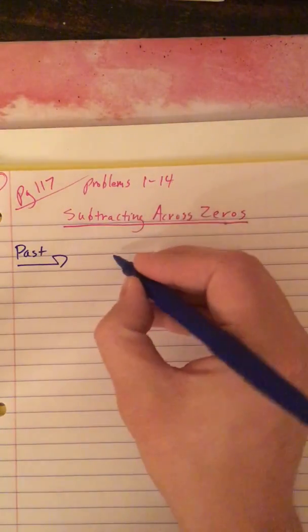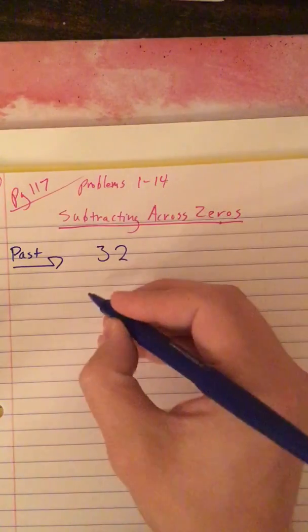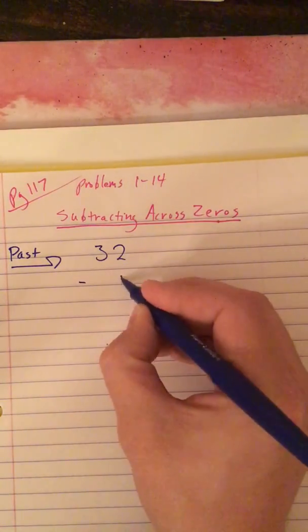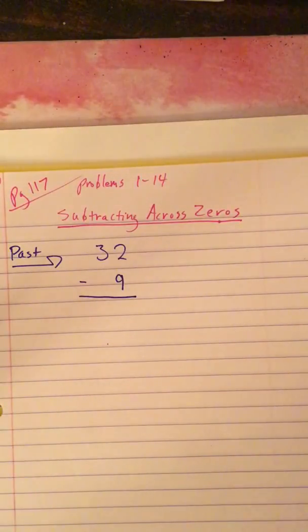you did things such as this. 32 minus, or take away, 9, right? Okay, and so you already know how to do this. This is the easy part, but I want you to maybe think about it a little bit differently.